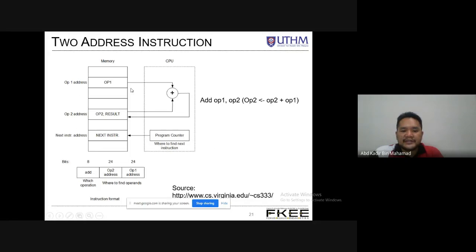For 2 address instructions, they have only 2 registers, operand 1 and operand 2. That means operand 1 plus operand 2, then you store at operand 2. This is for the addition operation. If you notice, this one is an instruction format, and they have operand 1, operand 2. This is the operand that is involved, and this is the operation that you want to perform.